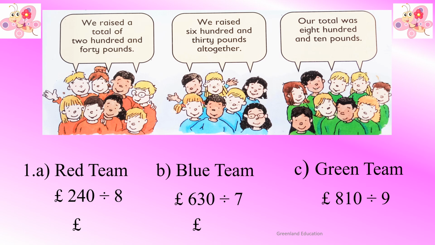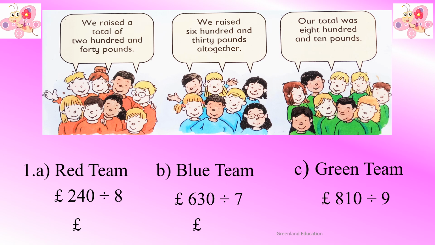There are 1, 2, 3, 4, 5, 6, 7, 8. 8 children are there in this red team. So 8 children have collected 240 pounds. We want to find how much money one person has collected. To find this, 240, you should divide by 8. Then you will get how much money one person has collected.